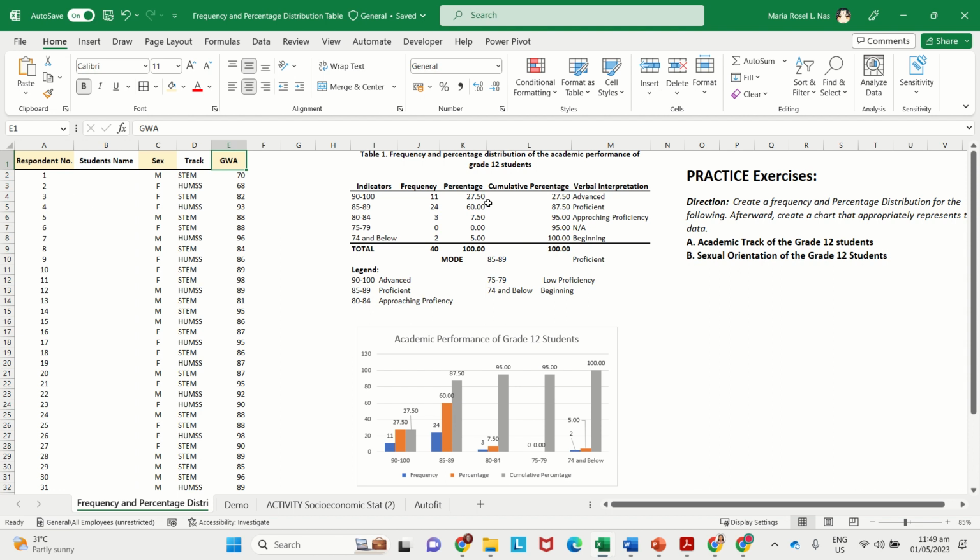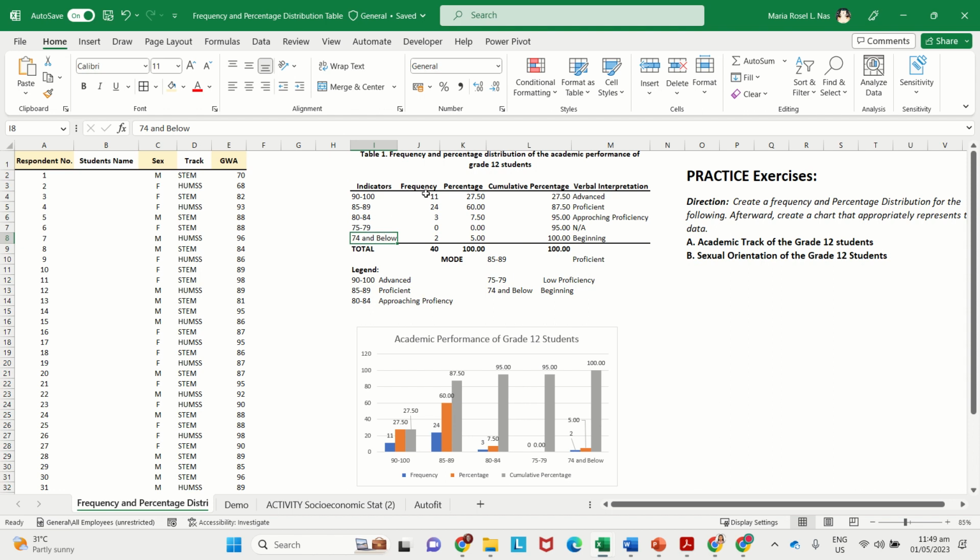of the respondents. So in our first table, we would like to create a frequency and percentage distribution table of the academic performance of grade 12 students, which is measured by their general weighted average. In our table, we would like to include the indicator. In this case, the intervals of the grades: 74 and below, 75 to 79, grades of 80 to 84, 85 to 89, and then 90 to 100.